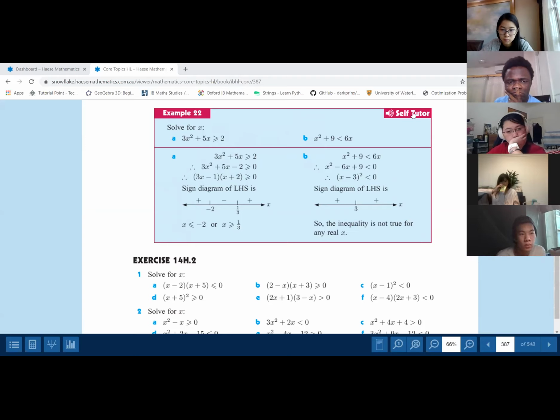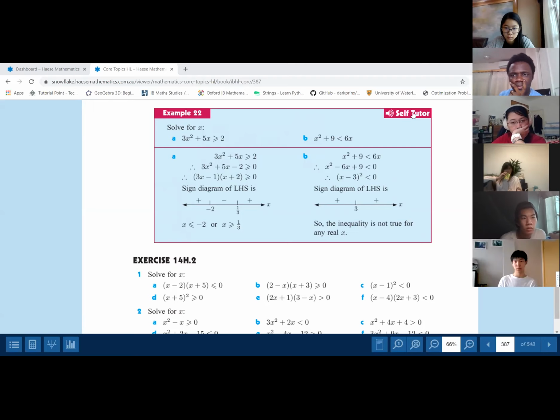The linear factors are both single, so we place alternating signs on each interval of the sign diagram. To solve the inequality, we seek the values of x for which the quadratic is greater than or equal to 0. So, the inequality is true for x less than or equal to minus 2, or greater than or equal to a third. Does that make sense?